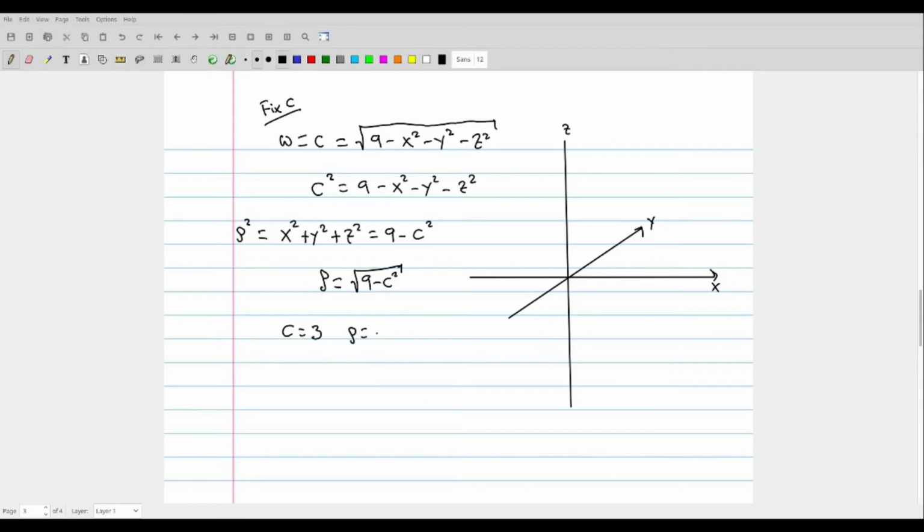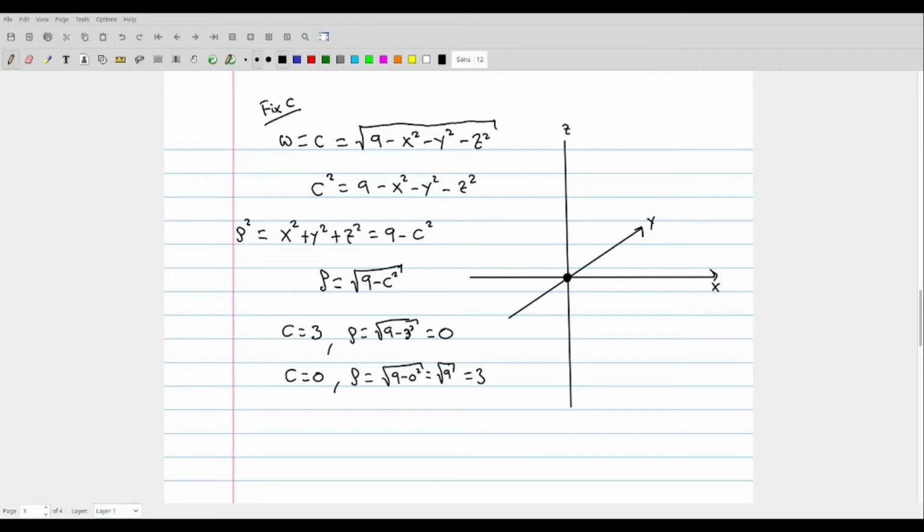Rho is going to be equal to the square root of 9 minus 3 squared, or 9 minus 9, square root of that, which is just 0. Now c equal to the smallest value in its range, 0. We get that rho is equal to the square root of 9 minus 0 squared, which is just equal to the square root of 9, or 3.